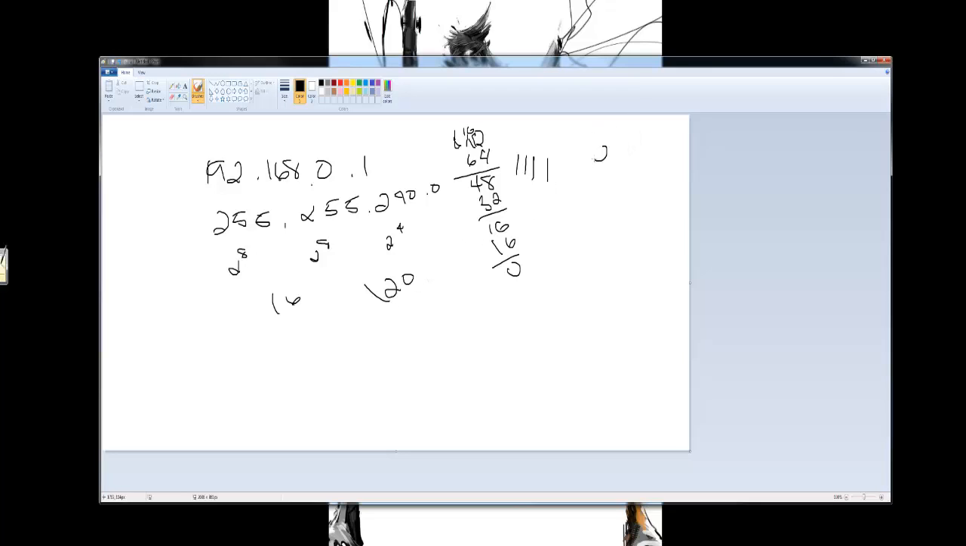So let's go ahead and figure this one out. 24 minus 20 gives us 4, and 2 to the 4 is also 16 subnets. Okay, let's take this exact same one, except this time let's say /25. So 25 minus 24 leaves us with 1, and 2 to the 1 equals 2 subnets.